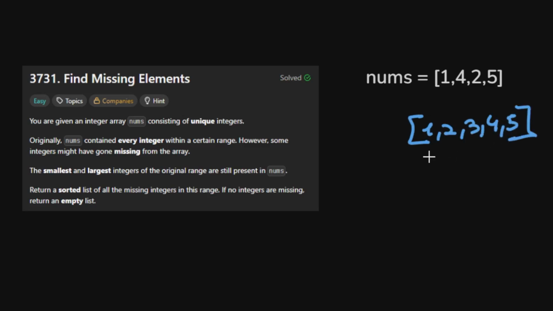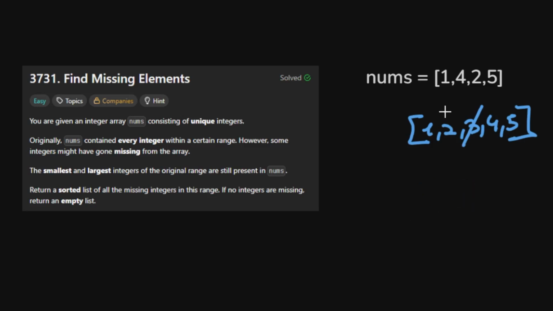But some of these elements might have gone missing from the array. As you can see here, we don't have a 3, so this element is missing. We have to return a sorted list with all the missing integers in the corresponding range. If there are no missing elements, we return an empty list. As you can see here, we have only one missing element, so we return an array with 3.